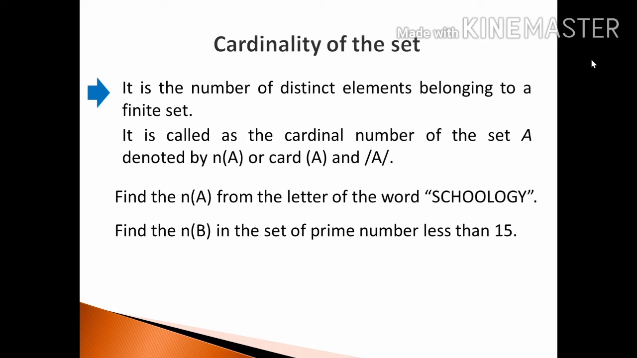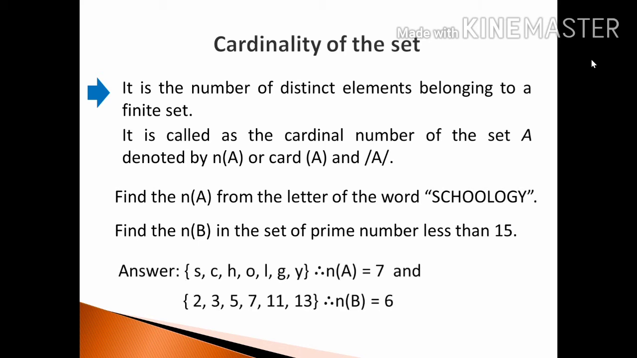Find the cardinality of the letters of the word "scology". And also find the cardinality of the set of prime numbers less than 15. Since there is a word "scology", we're going to list down all the elements, the letters. Since they must be unique and distinct to each other, we have S, C, H, O, L, G, Y. Count them individually. So the cardinality of set A is 7.